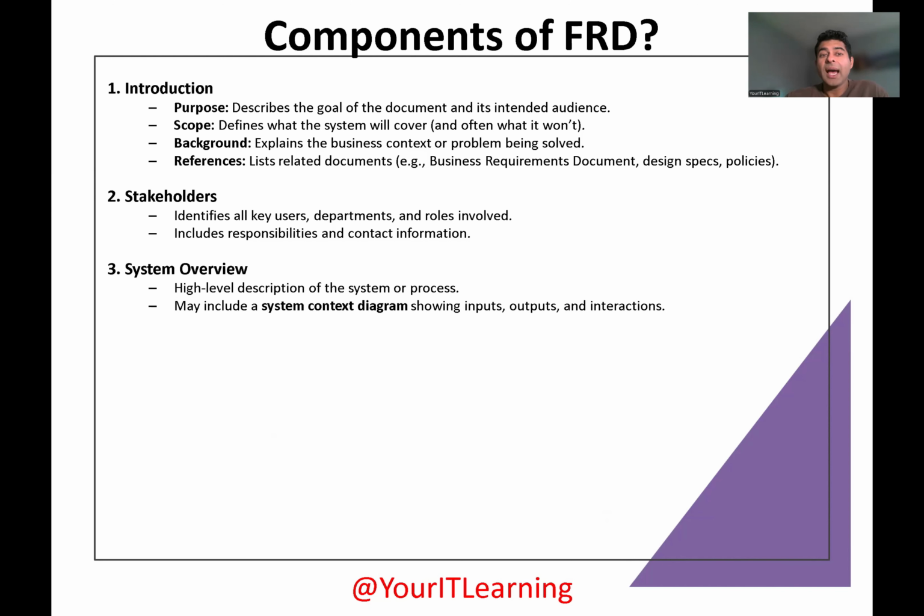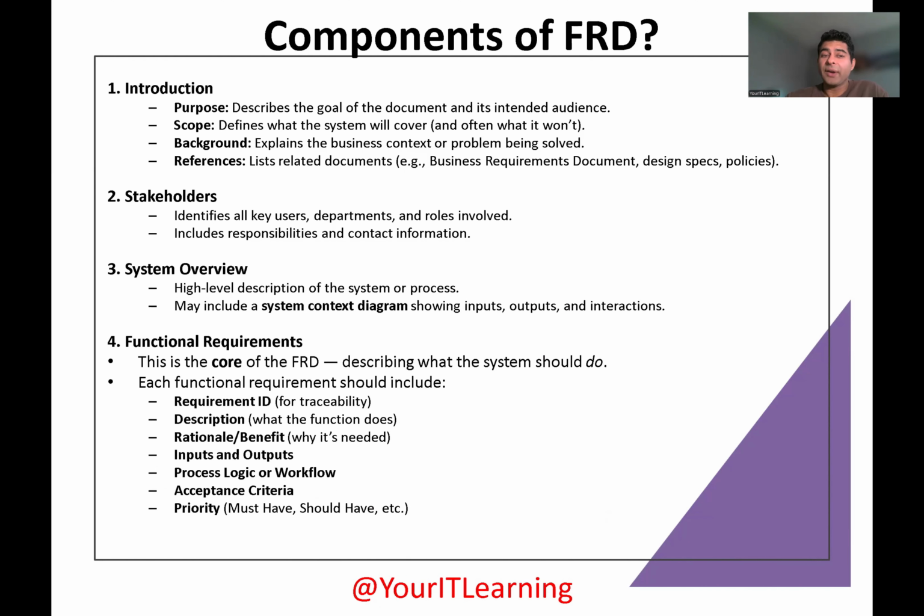System overview: a high-level description of the system or process. It may include a system context diagram, showing inputs, outputs, and interactions. Functional requirements: this is the core of the FRD, describing what the system should do. Each functional requirement should include a requirement ID for traceability, description, what the function does, rationale or benefit, why it is needed, inputs and outputs, process logic or workflow, acceptance criteria, and priority: must have, should have, etc.